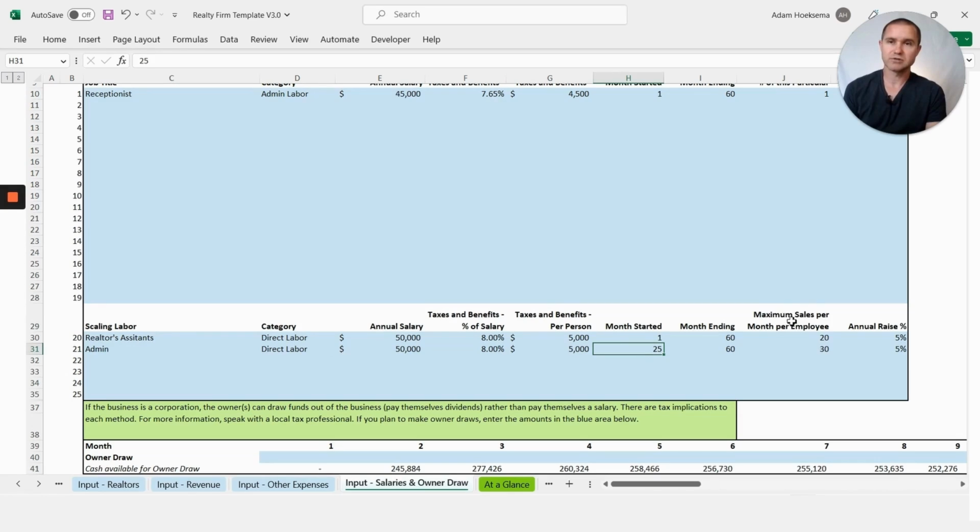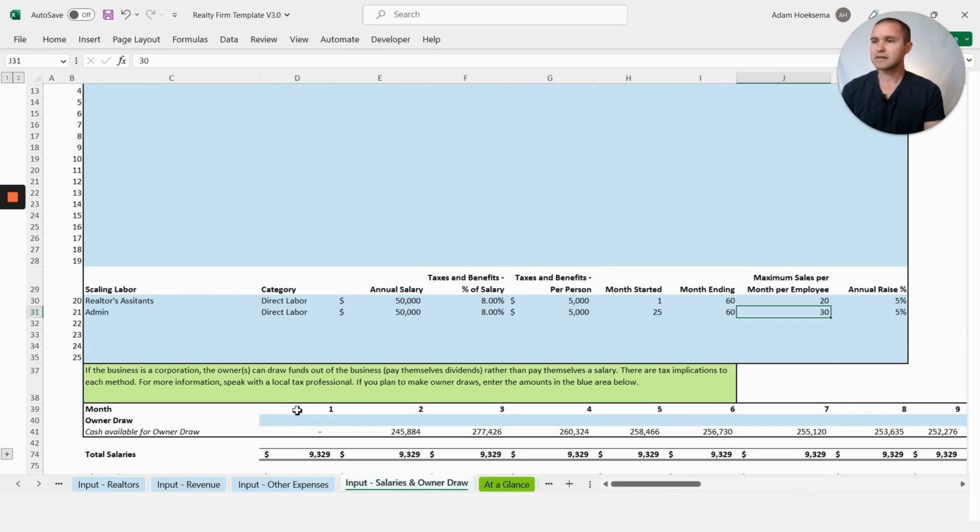So assistants or back office admin that you can start in future months here. And then what you would do here is you'd say the maximum sales per month per employee. So essentially what's going to happen is for every 20 transactions, you'll add another realtor assistant. For every 30 transactions, you'll add another admin. And so that's the way this is set up. So it'll automatically add in these positions as the agency grows. And you can set the number of sales per month per employee that you want to have here. You don't have to use this section. You could always just zero this out as well if it's too complex for your situation. And then this is where you can enter in an owner draw. So if you, as the owner, are maybe not taking a salary, but you want to take out some sort of owner draw and have that reflected in the model, you can do that here.